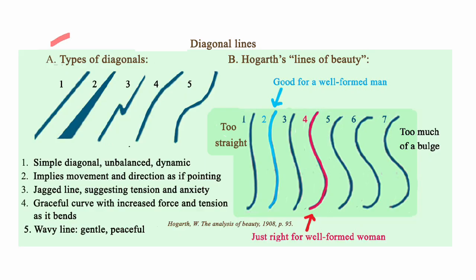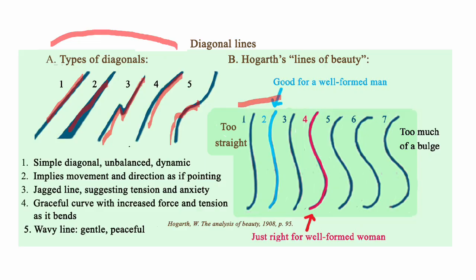There are many types of diagonals that convey different feelings. So I start with a simple diagonal here. This one looks like a triangle, as if it's pointing. This one is jagged, suggesting tension and anxiety. This one seems to bend, maybe with some force, and this is a wavy line, which looks calm and peaceful.